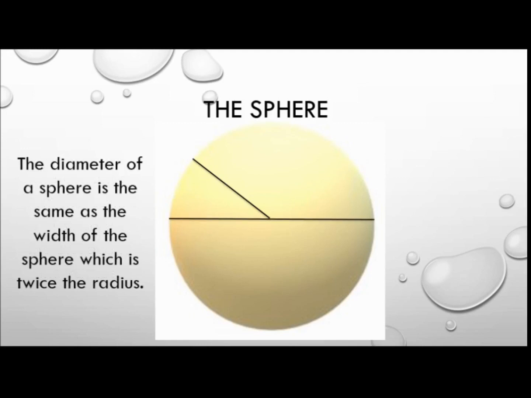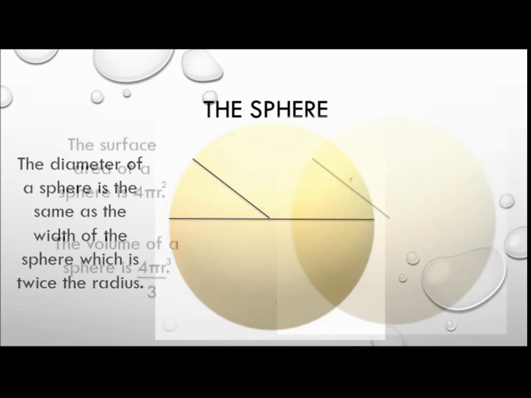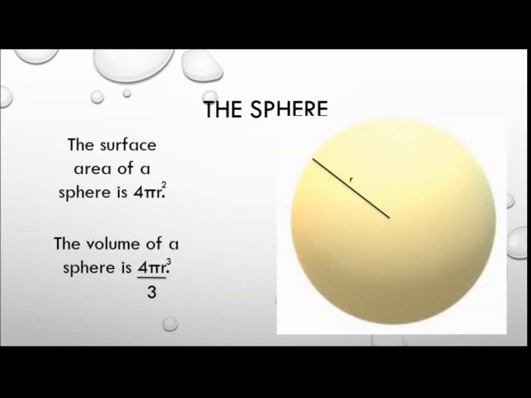The diameter of a sphere is the same as the width of the sphere, which is twice its radius. And when I say width, I mean the maximum possible width of the sphere. The surface area of a sphere can be calculated using the formula 4 pi r squared. And the volume of a sphere can be calculated using the formula 4 pi r cubed over 3.